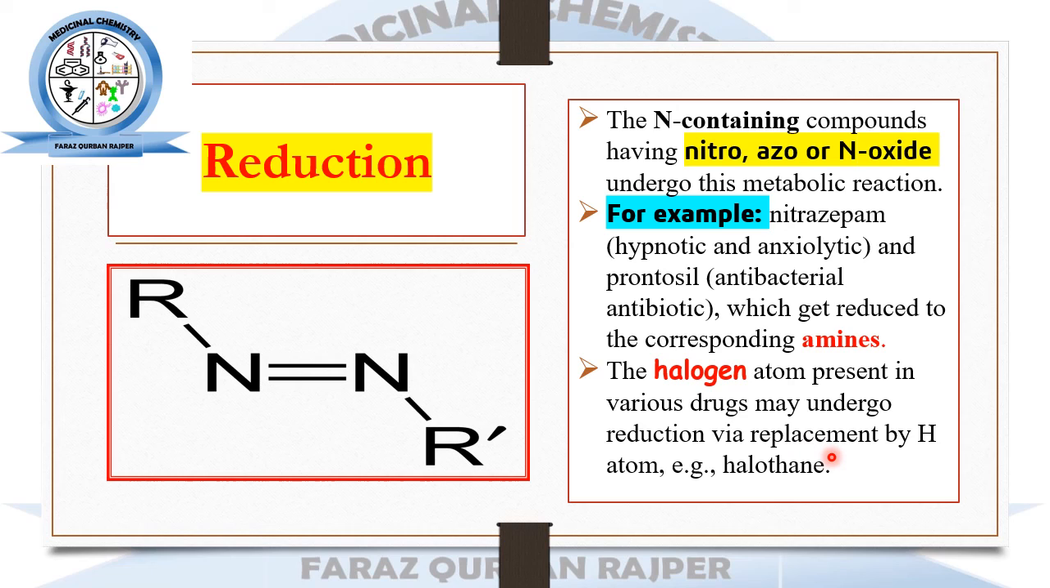The halogen atom present in certain drugs can also undergo the reduction reaction, like the halogen atom present in halothane. I have already discussed in a previous slide that halothane can undergo oxidative dehalogenation or other types of reaction, that is basically the halothane and reduction.